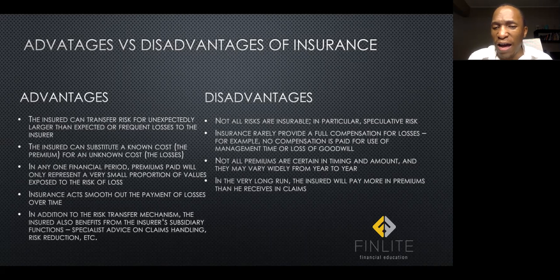Insurance does not really provide full compensation for losses. For example, no compensation is paid for use of management time or loss of goodwill. So there are things that can be quantified in terms of what can be insured, and other things that cannot really be quantified. For instance, goodwill. How do you insure goodwill? Goodwill is that soft thing, the brand of a company. It's not very easy to say that the loss of a brand or the loss of a reputation can be insured.